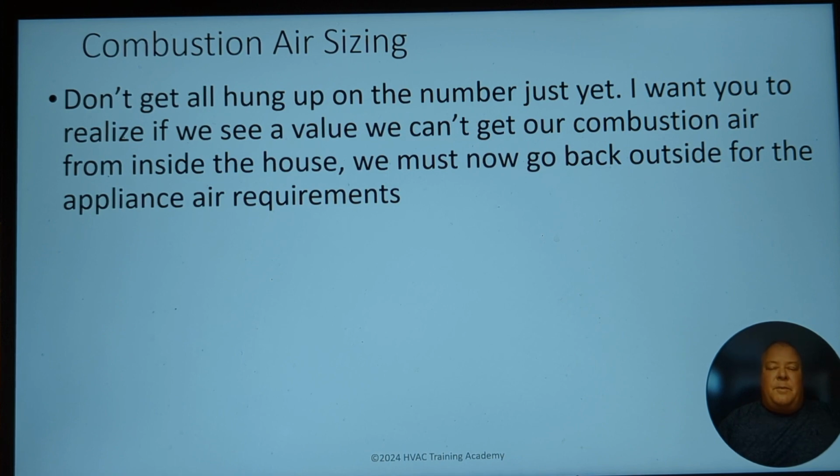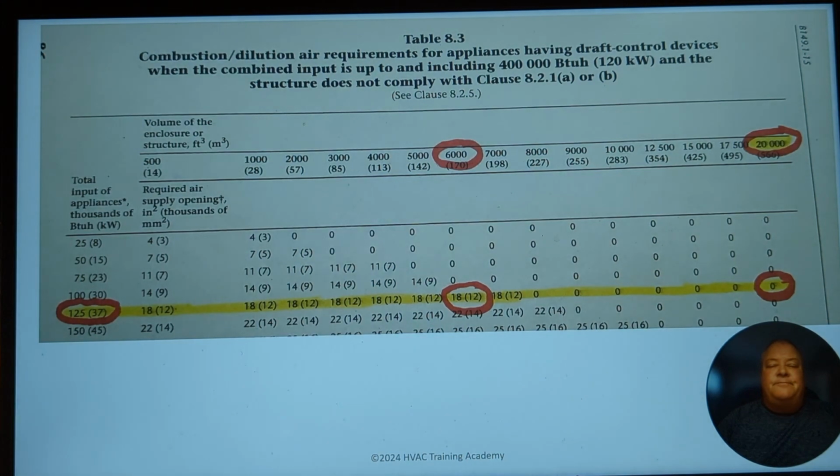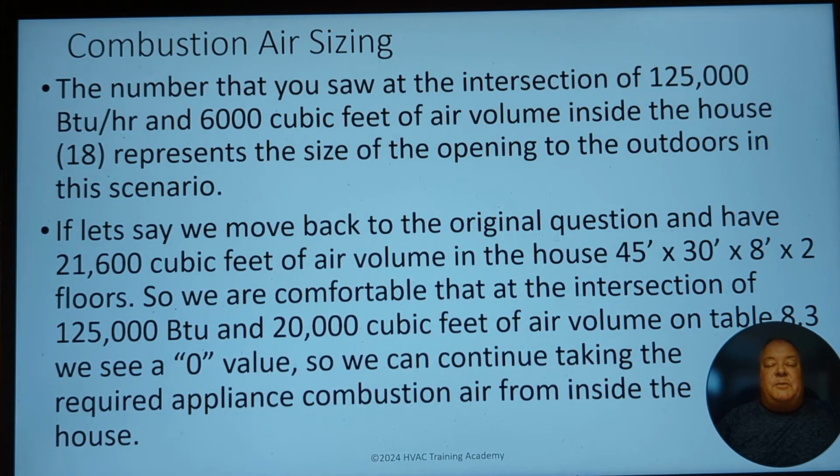It's a different rule when we go back inside the house, which we're going to talk about coming up. So you can see at this point, again, the example that I pointed out, 125, we said now we were in between 6 and 7,000 cubic feet of air, so we go down to 6,000. Because we see a number there, that just indicates we've got to go outside. How big is our opening going to be? 18 inches square to the outdoors, between the outdoors and the furnace room.